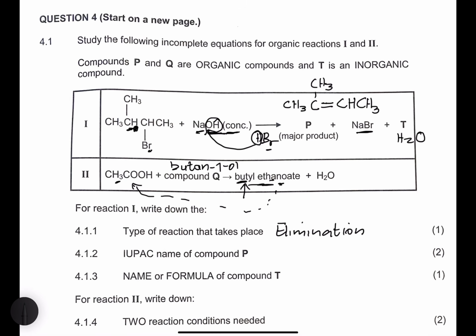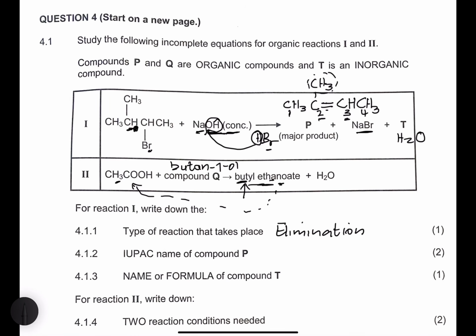Okay, so we know we're going to form an elimination reaction. And then they ask for the IUPAC name of compound P. So that's compound P. That's going to be carbon number 1, carbon number 2, 3, and 4. So in this case, that becomes 2-methyl. At carbon number 2, we've got a methyl. And we've got butane or but-2.